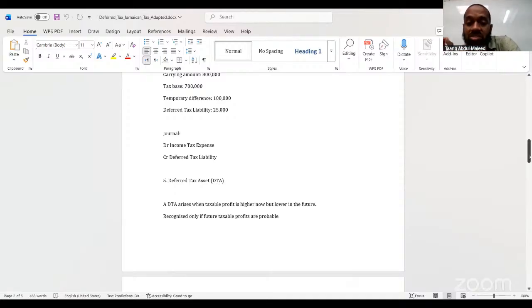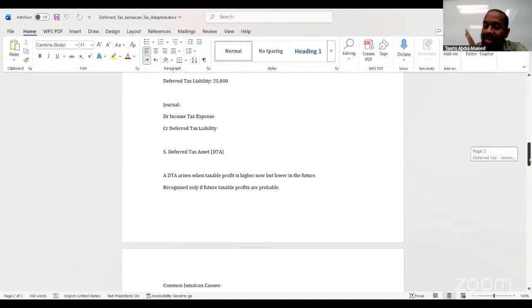Now, this must be highlighted. You only recognize a deferred tax asset in your balance sheet when you believe you're going to make profit in the future. If you realize that this company is going down, there's no profit to make, you cannot recognize that deferred tax asset. You should not. Because the whole objective is you're going to recover it, offset it against something. If you don't expect profit, then there's not going to be anything to offset it against. So you're wasting your time, right?